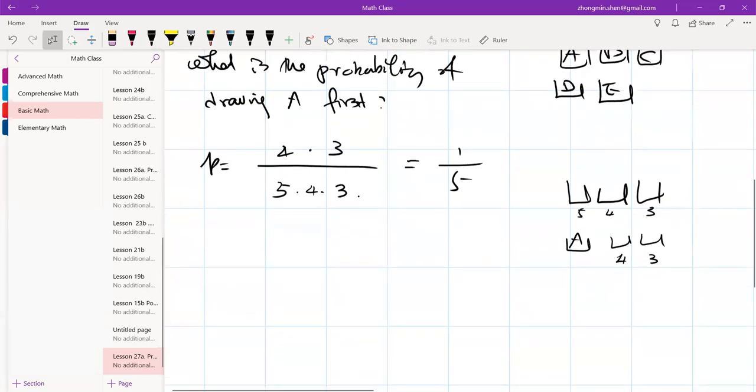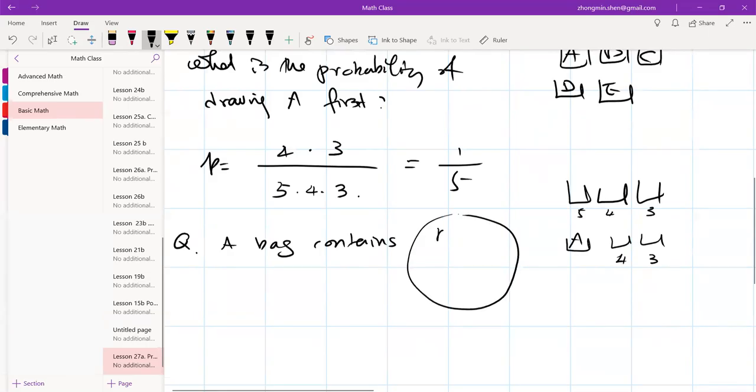All right, so now let's look at another problem. First of all, a bag contains many chips. Let me draw the picture here. It contains 3 red chips, 2 blue chips, 2 white chips.